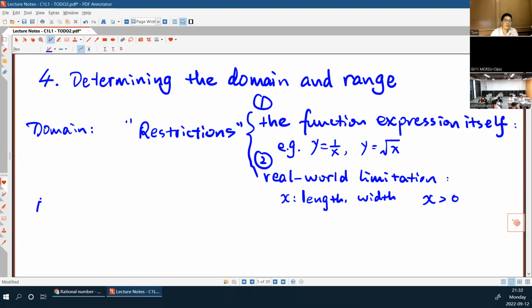Okay, and as to the range, also you should consider all the possible values of the images of the elements in the domain, okay? This is all regarding the possible images. All right, so I'll give you some example to illustrate this concept.